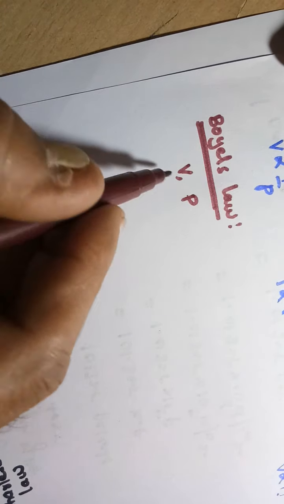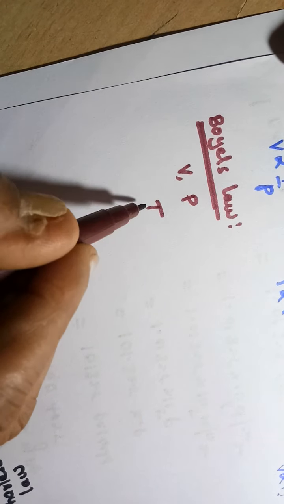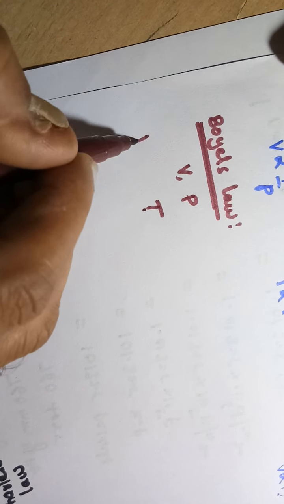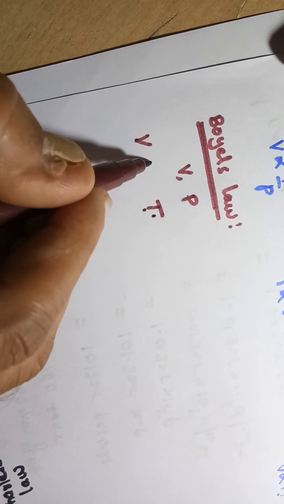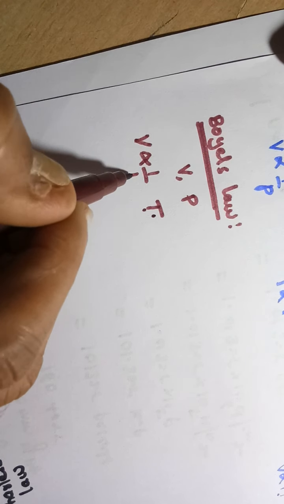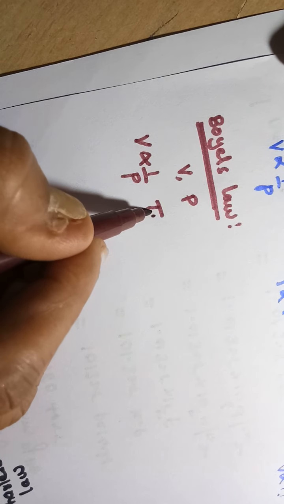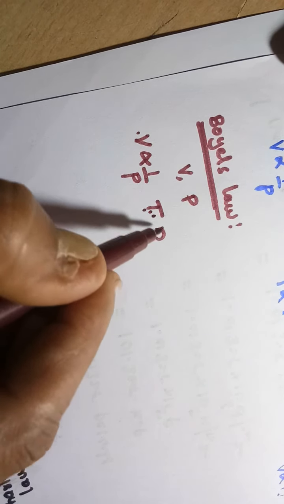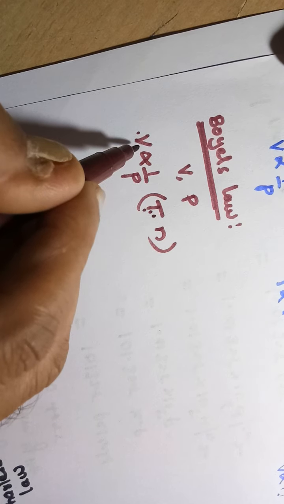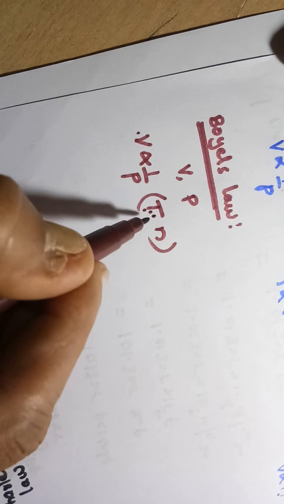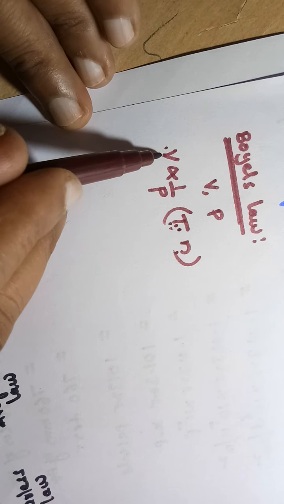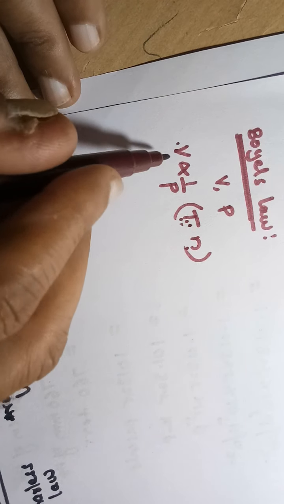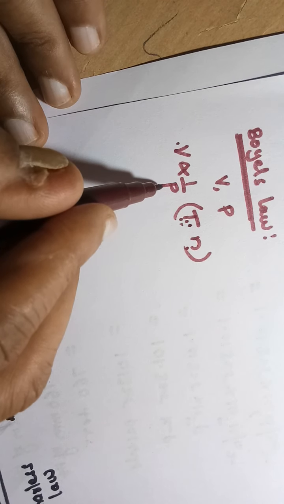So how will we define it? At constant temperature, the volume of a given mass of gas is inversely proportional to pressure. When we write inversely proportional, we should write 1 by P. So V is proportional to 1 by P. We read it as V is inversely proportional to pressure.